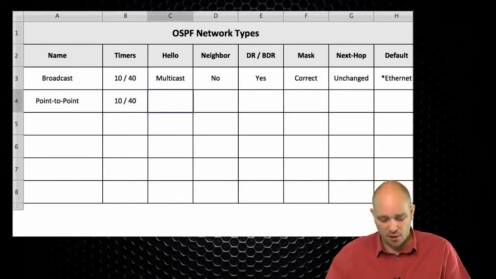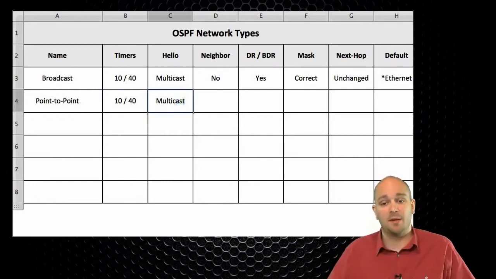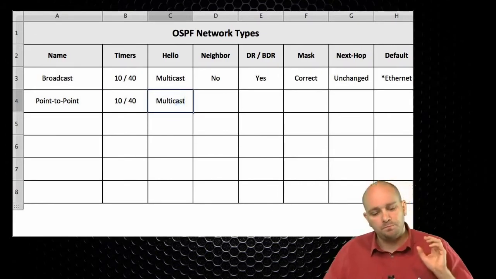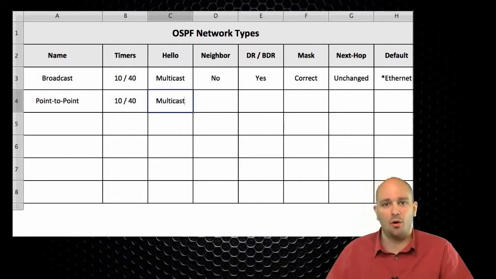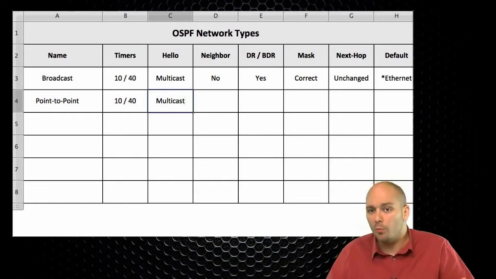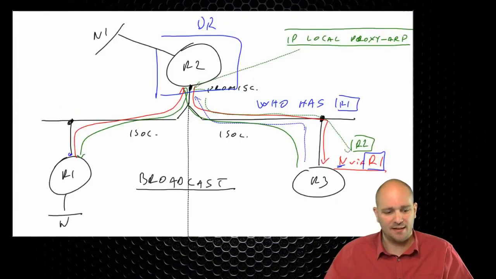The hello type here is also multicast, and I always have fun explaining this in the class. I usually ask the question: are we sending unicast or multicast hellos on point-to-point network type? And there will always be one or two students who would say, well, we are sending unicast, it's a point-to-point link, there is no point to send multicast. Well, let's take a look at that in case some of you might have a confusion about it.